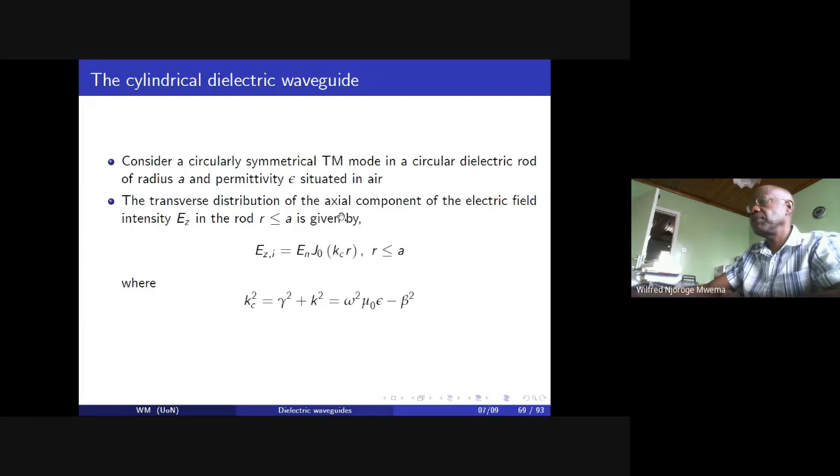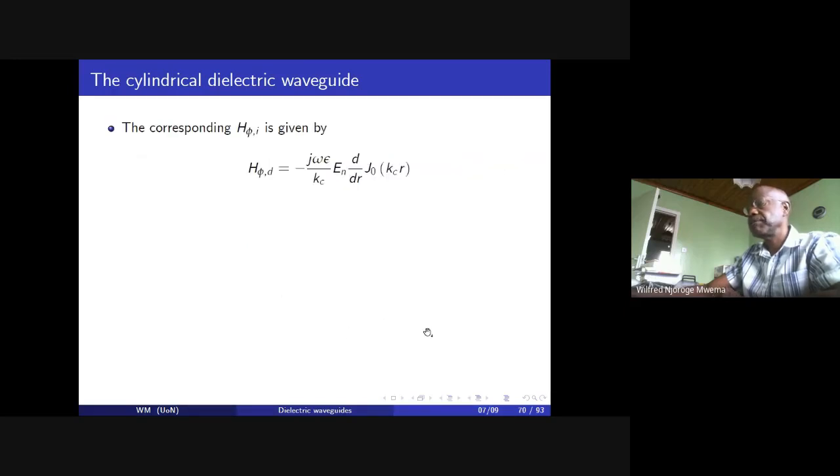the rod is going to be given by Ez of r equal to E_n multiplied by the Bessel function of the first kind and order 0, in the dielectric, that is for radius less than a, where Kc, the cutoff wavenumber, is given by gamma squared plus k squared, which is equal to omega squared mu naught epsilon minus beta squared. For propagating modes, we know that gamma is going to be equal to j beta.